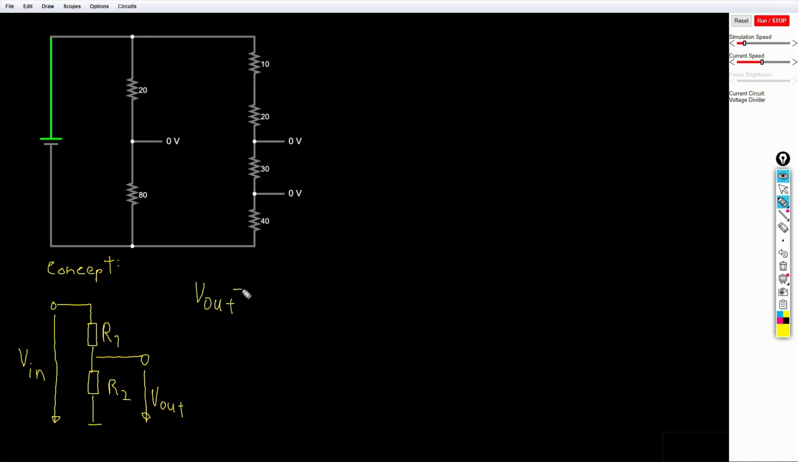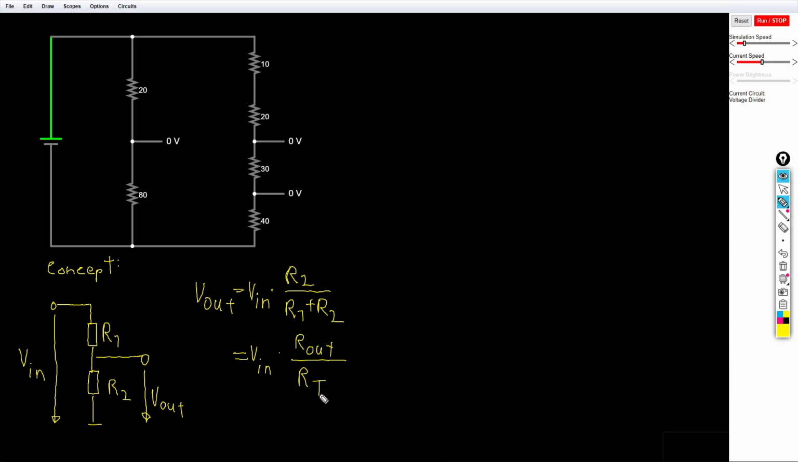In the very simple case of two resistors, you have output voltage equals input voltage times R2 over R1 plus R2. You could think about it in a different and more intuitive way. The output voltage is equal to input voltage times output resistor over total resistance.